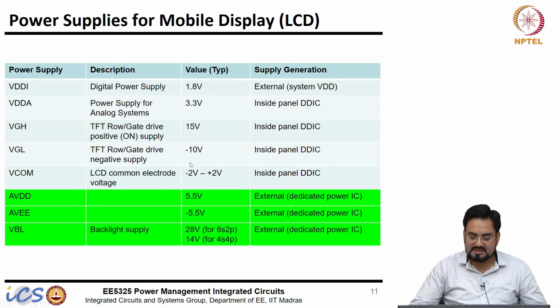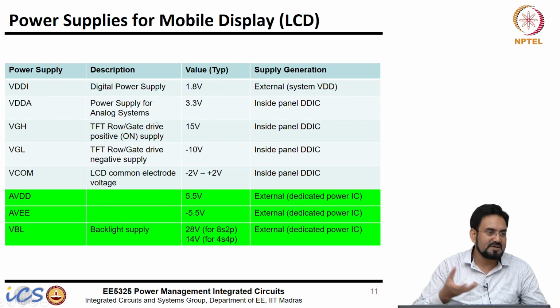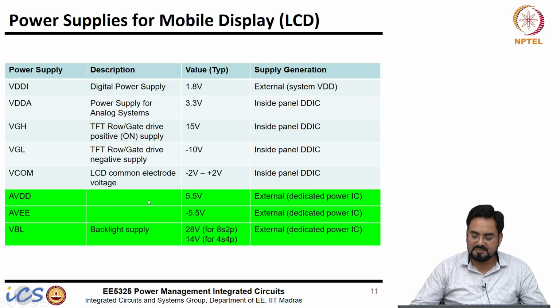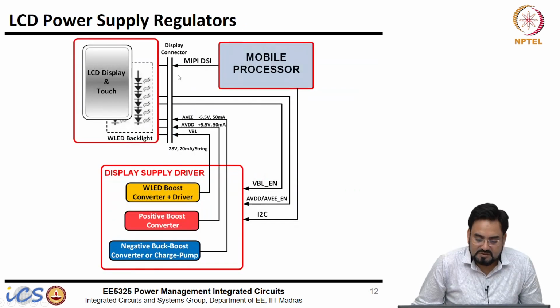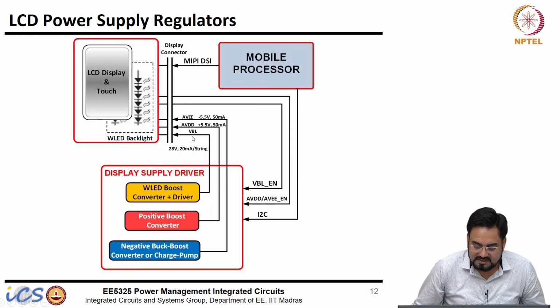So these 3 supplies and the other supplies which are not highlighted here are mostly part of your DDIC or display driver IC, and these 3 supplies, 5.5 volt, minus 5.5 and this backlight, are part of the PMIC. So they come from your power management IC, or there may be a dedicated power IC for this also. So let's see what all supplies it requires with what current.